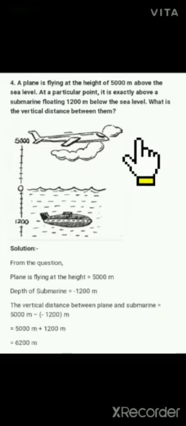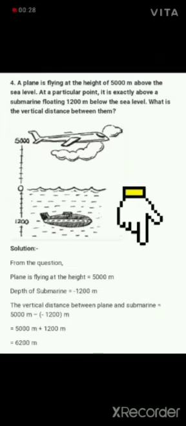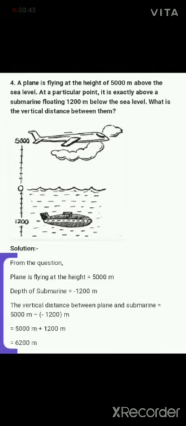Plane is flying at a height of 5,000 meters above sea level and submarine is floating 1200 meters below the sea level. If the distance is above, then positive sign will be taken, and if distance is below the sea level, then negative sign will be taken. Now plane is flying at the height equal to 5,000 meters. Depth of submarine equals minus 1200 meters. Minus sign is taken because it is below the sea level.